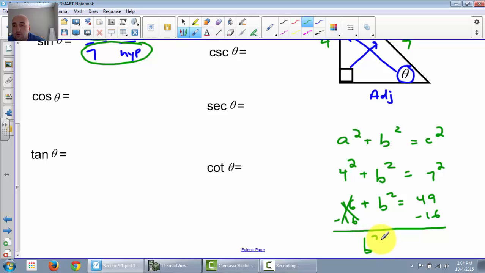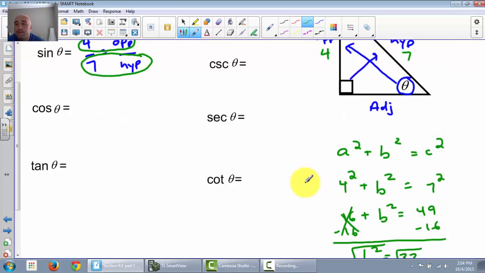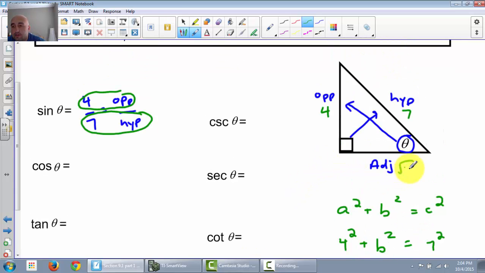So b squared is equal to 49. Take away 10 is 39. 39 take away 6 is 33. So square root both sides, we get square root of 33. Okay, so we have square root of 33. All right, so there's our 3 sides. We should be able to do our other trig functions now.